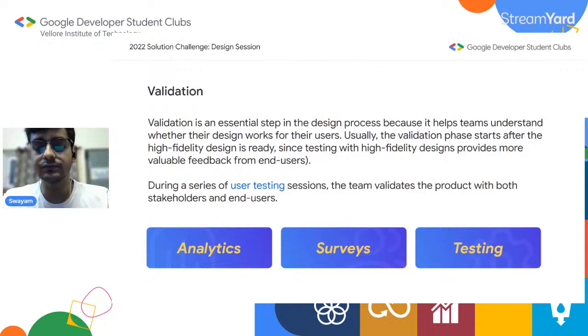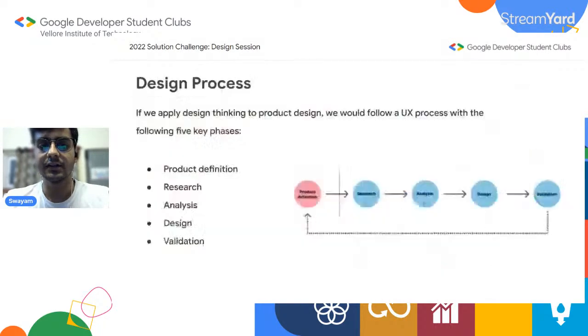And we can do validation by analytics. We can see how many clicks I'm getting every minute for the CTA. Are people able to figure out which is the main CTA, which is the secondary CTA? We can do surveys. We can share these designs and ask people how they are liking it, do they have any problems? Or we can do testing among people, like we can ask them to test it for ourselves. So this generally covers the complete design process.